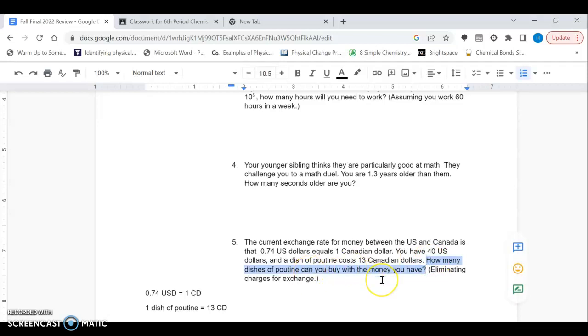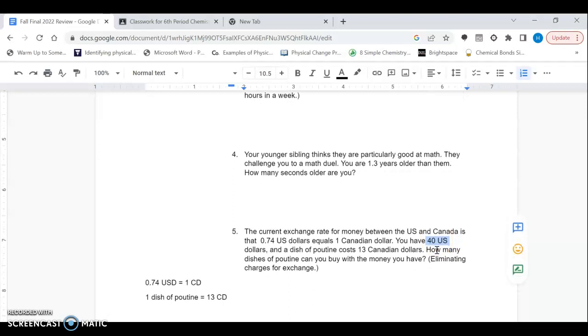So here, how many dishes of poutine can you buy with the money you have? All right, we are going between dishes of poutine. Okay, so that's one quote-unquote unit. And the other is the money you have, right? So how much money do I have? Well, that number finally showed up, right? I have 40 US dollars. That's what I'm starting with.